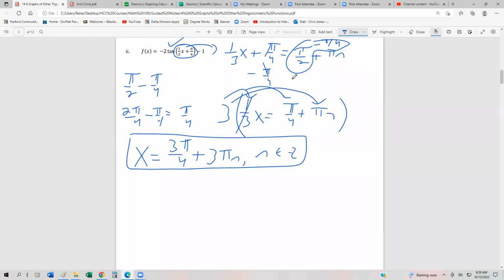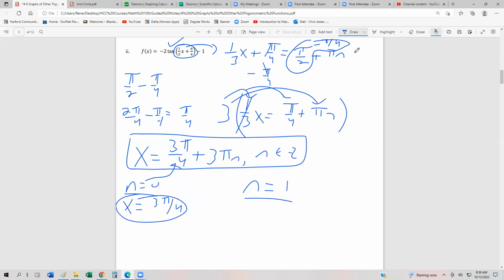We want 2 consecutive asymptotes, okay? So we're going to let n equal 0. And that's easy because whenever n is equal to 0, that's going to wipe out this 3 pi n, and we would just end up with 3 pi fourths, okay? So one asymptote is going to be at 3 pi fourths, and then another asymptote when n equals 1.